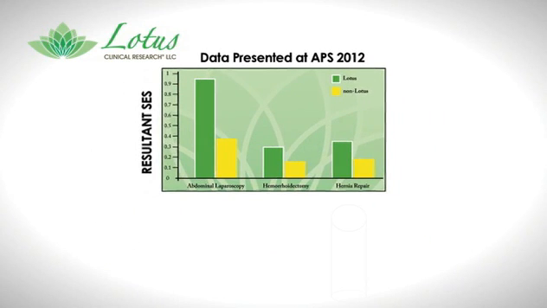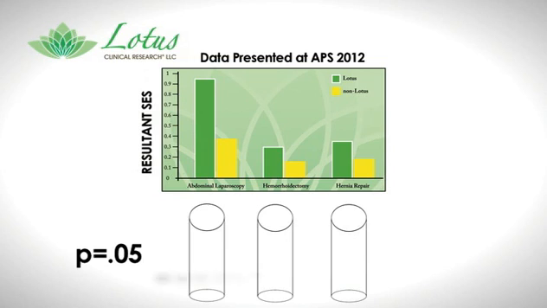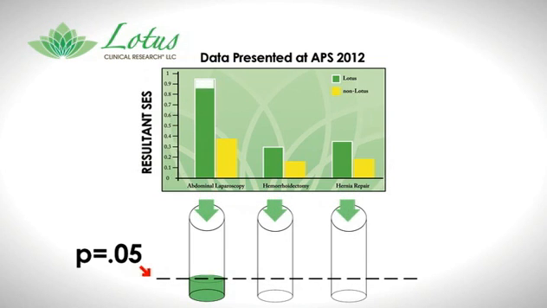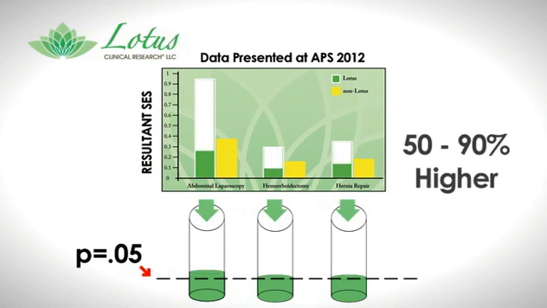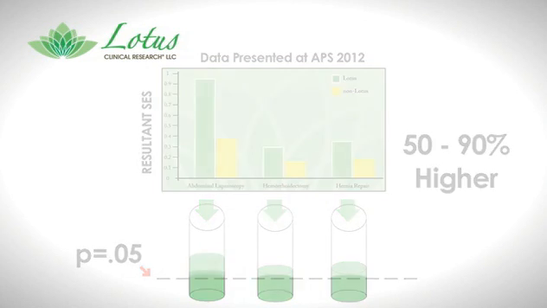We have a significant amount of data that indicates our SES is better than that generated at most other analgesic sites. In many cases, we have seen that our resultant SES is 50 to 90% higher than the norm. This translates into a need for fewer patients and a higher probability of clinical trial success.